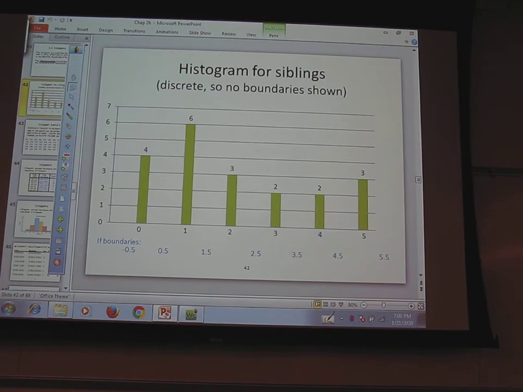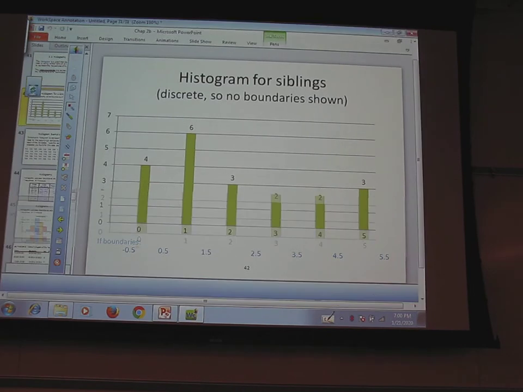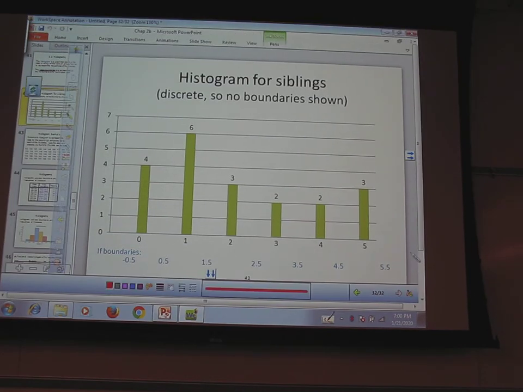So this is a discrete one, so there's no boundaries. And see how they're not touching? So, siblings: you can have 0 siblings, 1, 2, 3, 4, 5 siblings. Right, everybody on board with this part? And they're totally not touching.